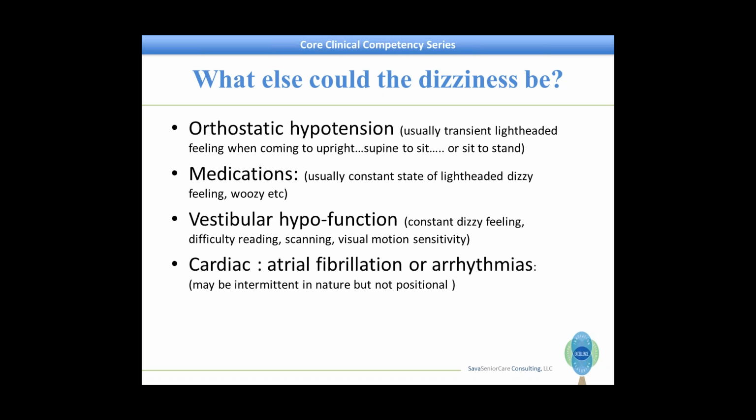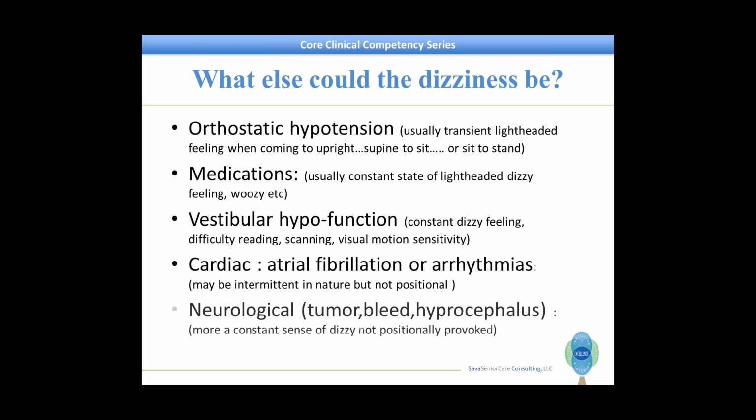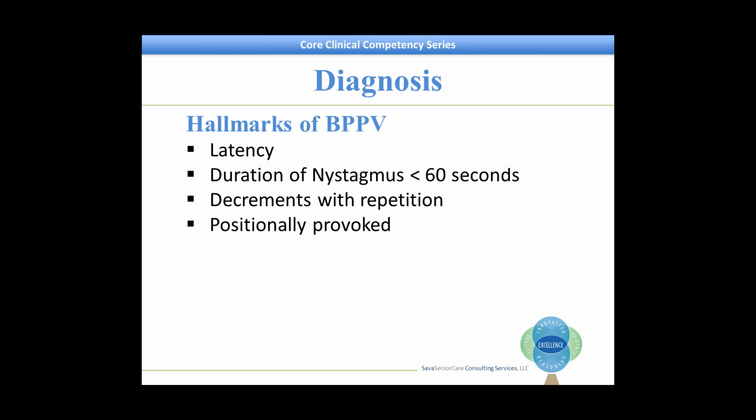And that's one of the hallmarks we're going to look for with BPPV: it's positionally provoked. And then, of course, there's neurological, yet another thing that a lot of our folks have. They could have a tumor in their brain. They could have a bleed. They could have hydrocephalus developing, or they already have it and the shunt isn't working correctly. We have to consider all these things. But again, that's a more constant type of dizziness, and it's not positional. It's not only when they change positions or only when they look up. It's like they're dizzy all the time. So those are your big areas on what else dizziness could be.